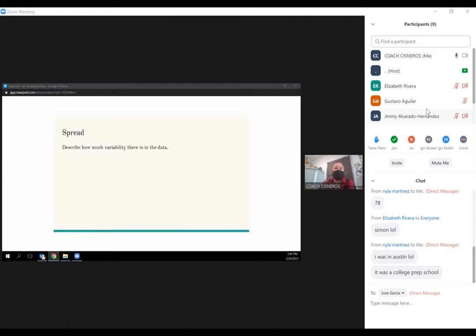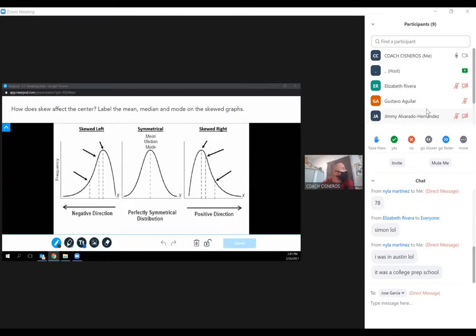The last S is spread. We're going to talk about that later, so we're not going to talk about it today. We're only going to talk about three things: center, unusual features, and shape. So take a look at this. Help me out here. Y'all pull this up on your phone.